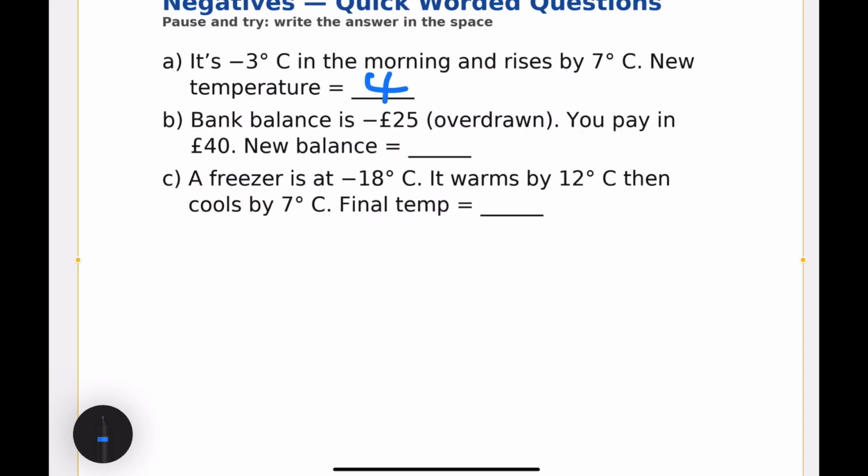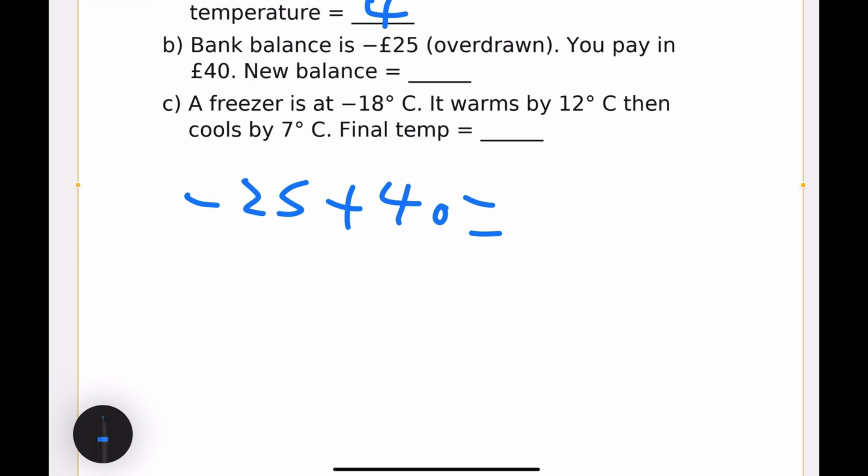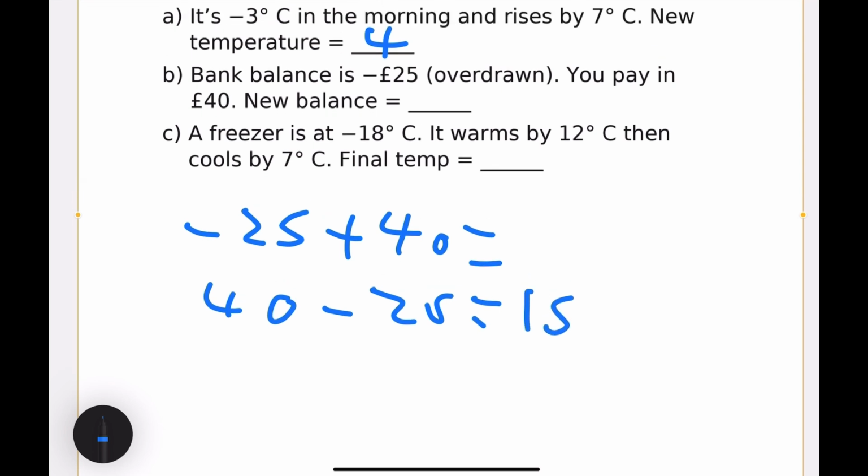Okay, next question. Bank balance is minus £25. You pay in £40. What is the new balance? So this time we are doing minus 25 add 40, as minus 25 is the starting amount and we are adding £40. So we'd basically do 40 minus 25, as that is the same thing. So 40 minus 25, that is going to be 15. So the final answer would be £15.